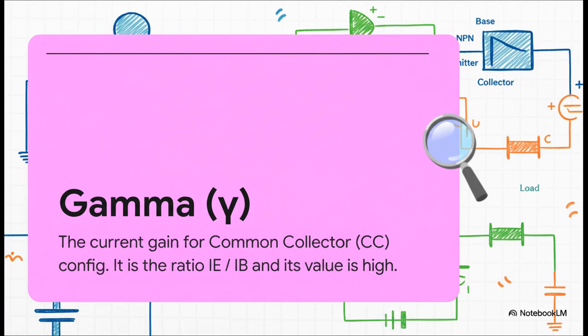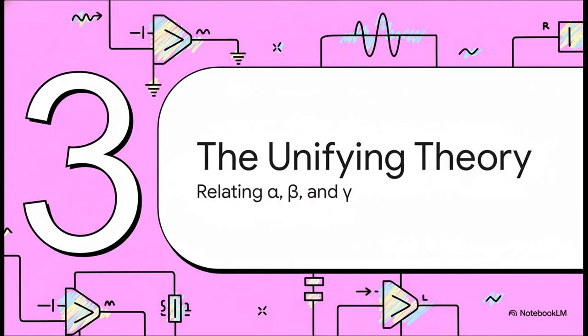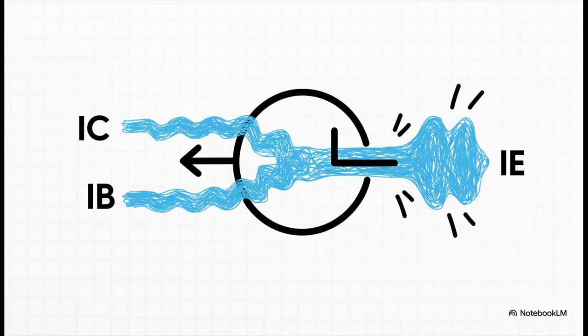And just like beta, gamma's value is also nice and high, which means it gives you a serious amount of current gain. Okay, so we've got these 3 different gain factors, right? Alpha, beta, and gamma. Now, they might seem like totally separate things for 3 separate circuits, but the truth is actually so much more elegant. They are all deeply mathematically connected. And it all starts with this one simple, fundamental rule of transistors.